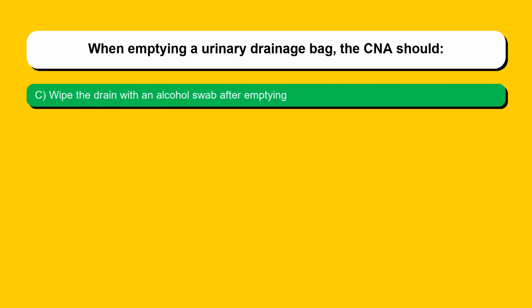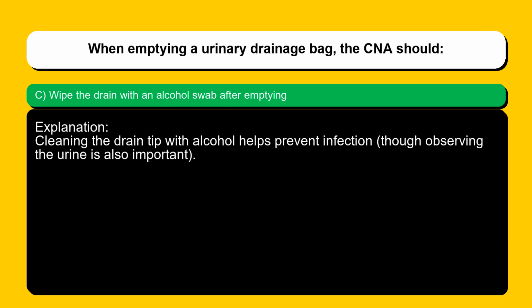The correct answer is option C. Wipe the drain with an alcohol swab after emptying. Cleaning the drain tip with alcohol helps prevent infection, though observing the urine is also important.